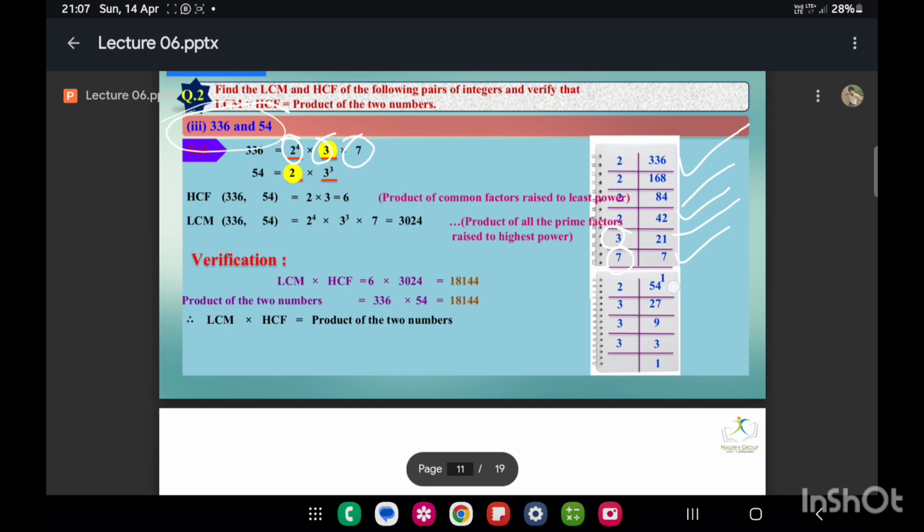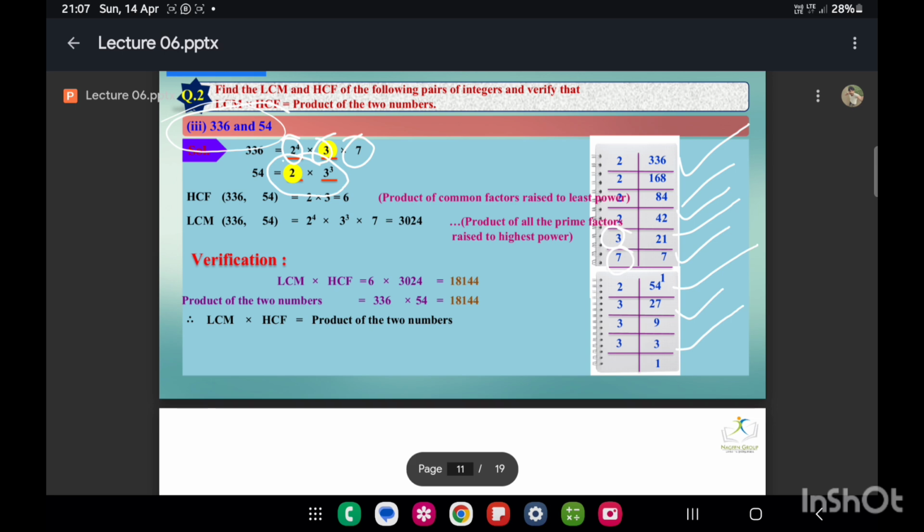Then coming to the 54 split up. So 2 27s are 54. 27 can be divisible by 3. So 3 9s are 27, and 9 can be divisible by 3. 3 3s are 9. 3 can be divisible by itself. 3 ones are 3. So here also we got 54 is equal to 2 power 1 into 3 power 3.